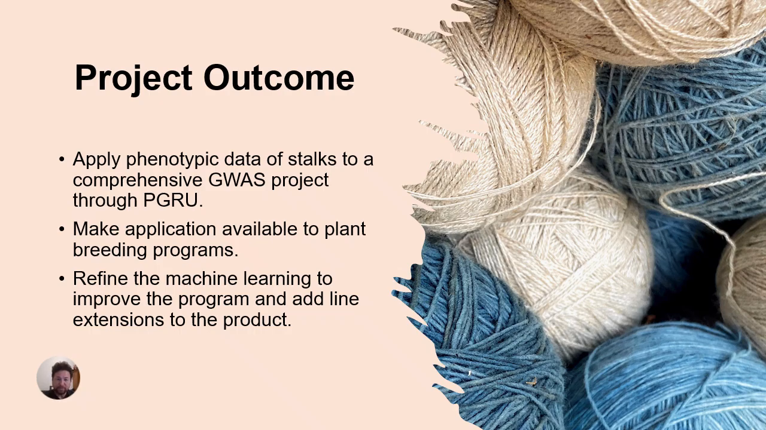We also hope to develop a publicly accessible application to support hemp breeding programs. We also want to refine and train the machine learning model to improve accuracy and add new features over time. We hope to expand the product line as additional traits become more important to breeders and industry partners. Ultimately, we hope this project bridges technological innovation with plant breeding, genetics, and agricultural engineering.